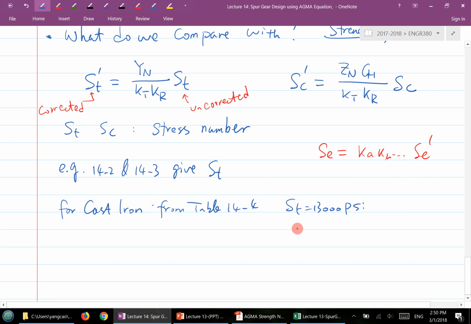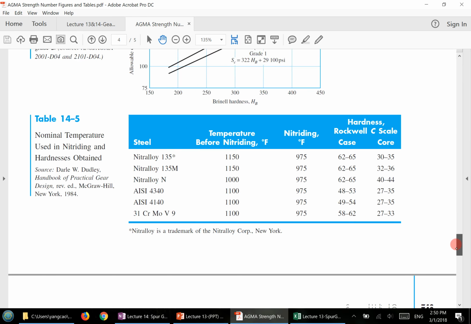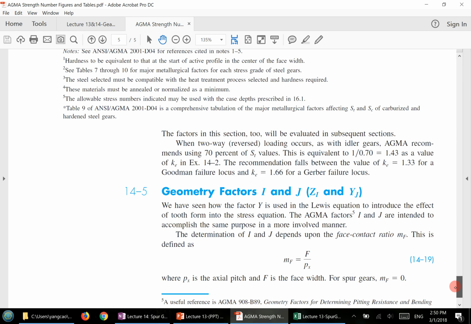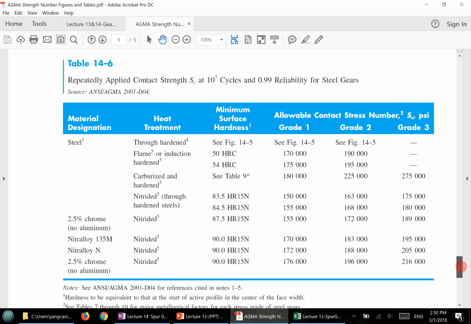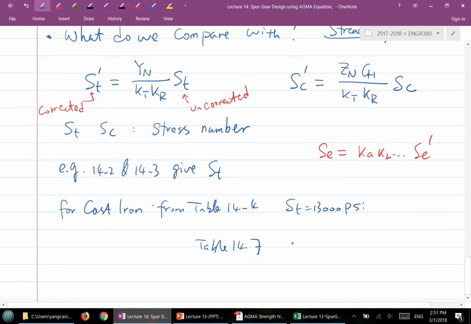We also need the SC value. For this one we're going to use table 14-7. I missed one table, but there should be another one here. You can take a look at 14-7 to find SC, which is 75,000 psi. So that's the ST and SC value, uncorrected, for cast iron. That's basically just a stress number.